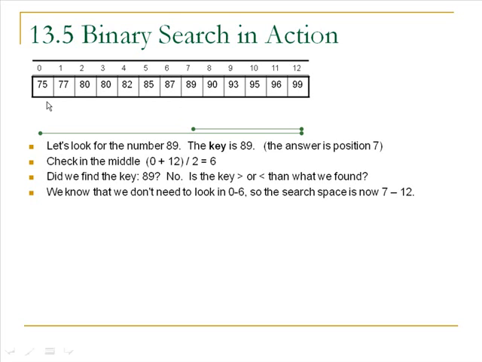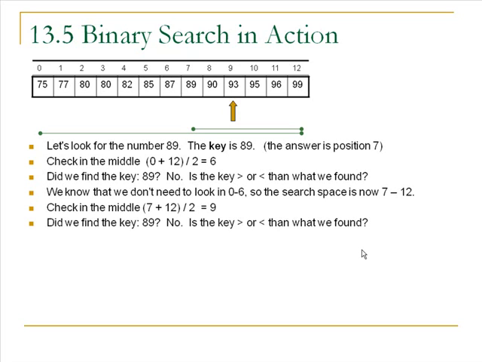We've eliminated all of this part of the array by looking in the middle and deciding that what we're looking for must be on the right-hand side. So our search space is now from 7 to 12. And we're going to do the same thing again. We're going to look in the middle of the search space. 7 plus 12 is 19, divided by 2 in integer arithmetic is 9. So the middle of the search space now is array sub 9, and it has the value 93.